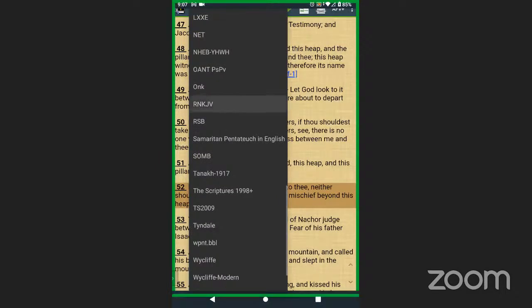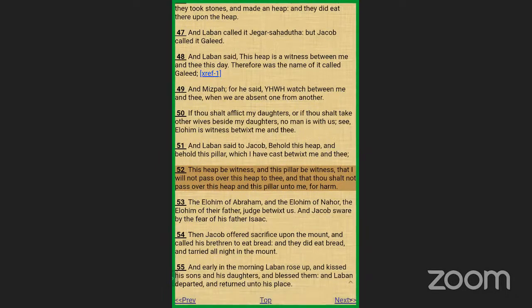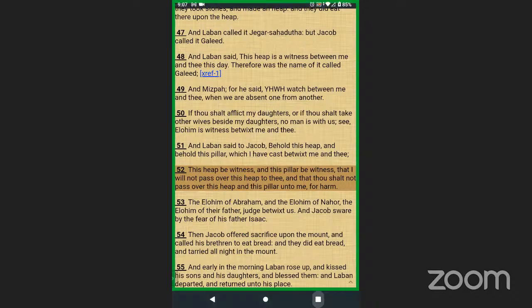So now the Masoretic felt a need to say that these are the witnesses. This heap be witness and this pillar be witness that I will not pass over this heap to you, that you shall not pass over this heap and this pillar unto me for harm. All right.